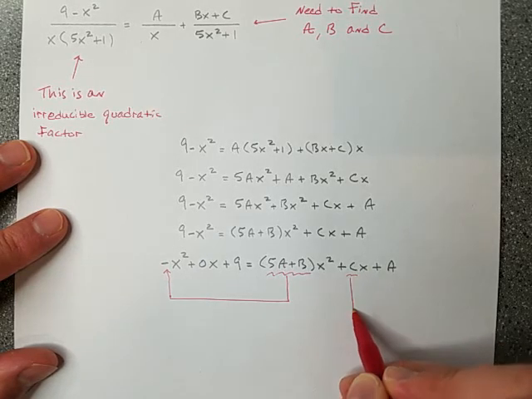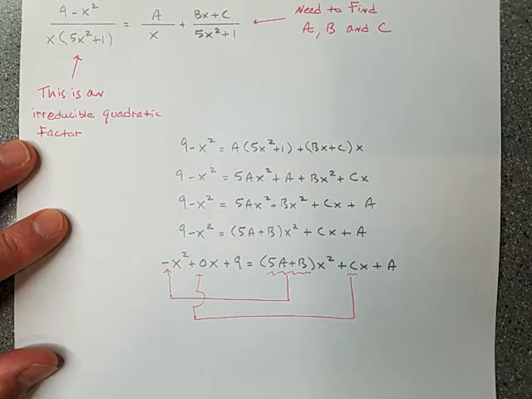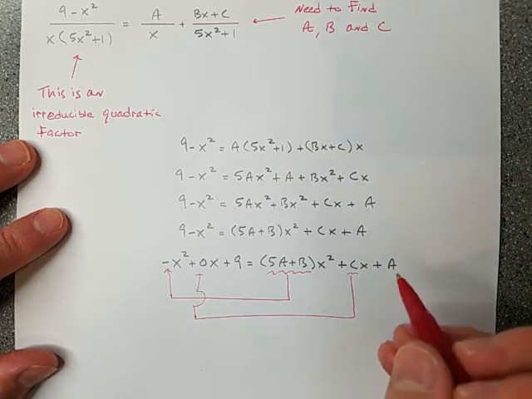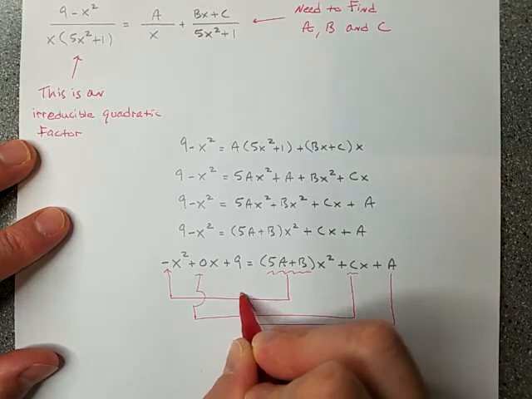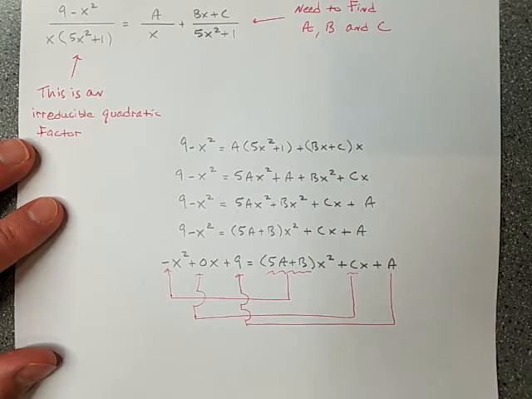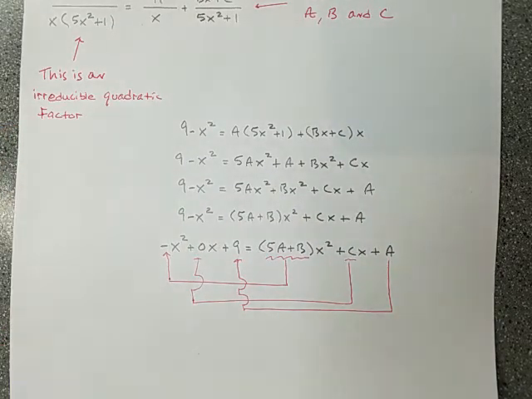That c right there, it's going to have to be that number. It's going to have to be a 0 because there isn't an x. There's an x squared and a 9, but there isn't an x. And then this a is going to have to be 9, right? That's the only way it's all going to match up. So, all right, what does that become?